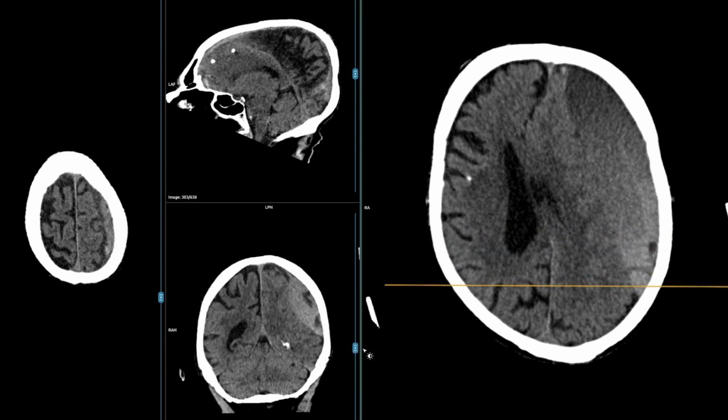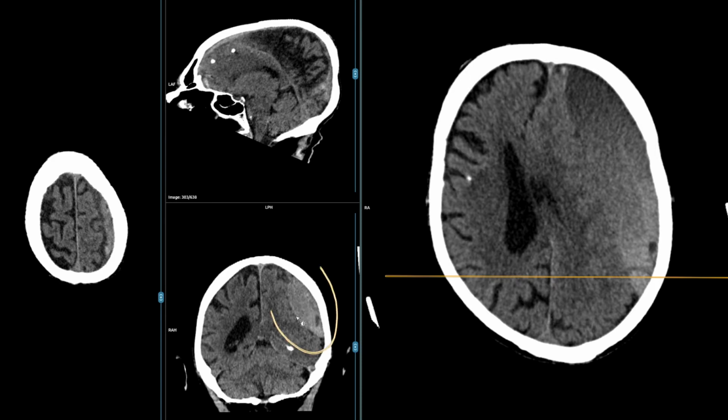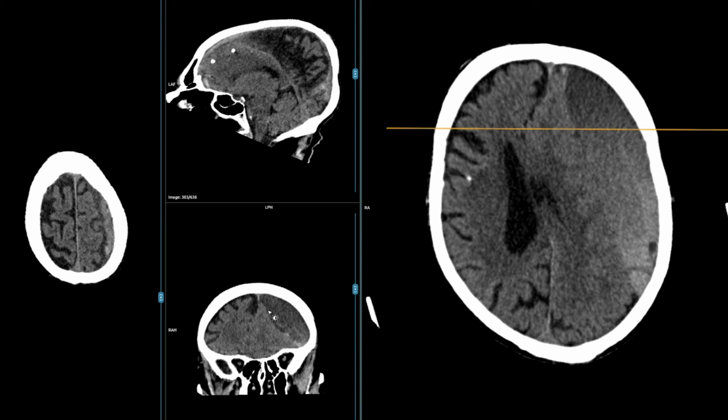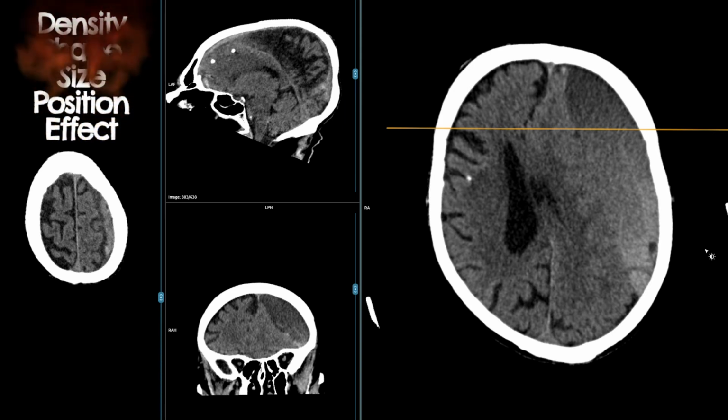On the coronal images, we can see that there's a gradient with more bright or hyper attenuating areas posteriorly and more hypo attenuating areas anteriorly, giving this gradient appearance. This is what we would expect to see if there is a mix of acute and chronic blood products. When we describe it, we should talk about the density, as I've already explained, the shape, the size, the position, and the effect.